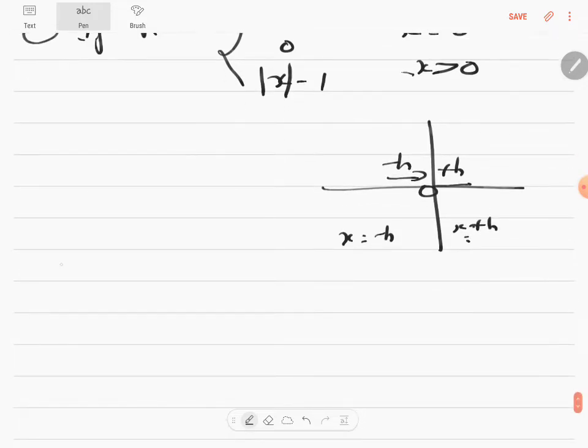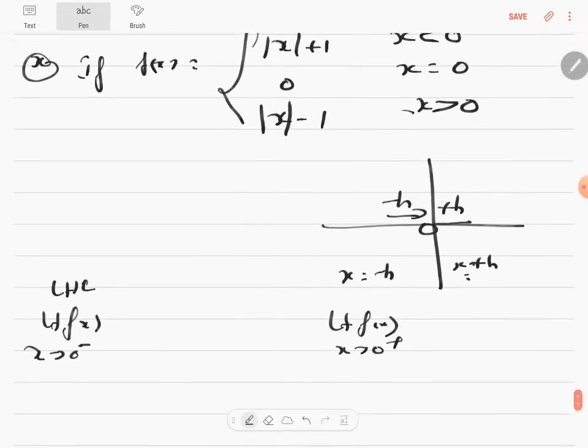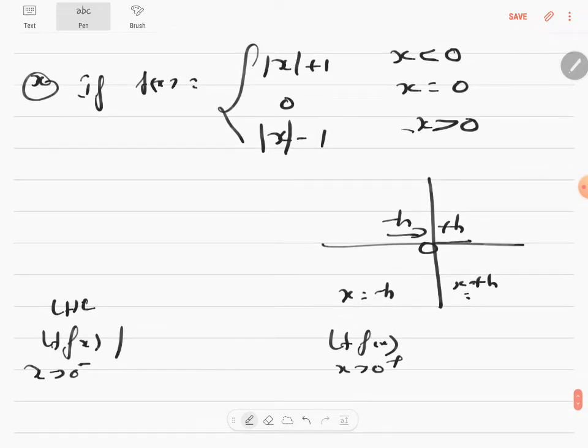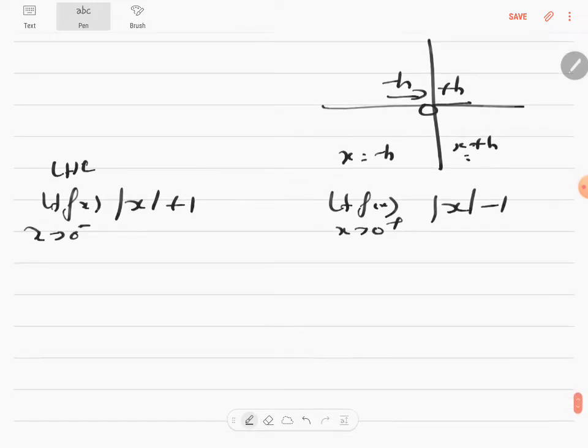Okay, we have to prove whether it's continuous. Left hand limit of f of x as x tends to 0 from the left, and limit of f of x as x tends to 0 from the right. For 0 from the left, what is the formula? Mod x plus 1. For 0 from the right? Mod x minus 1. Left hand limit is mod of minus h plus 1, limit h tends to 0. So answer is just 1.